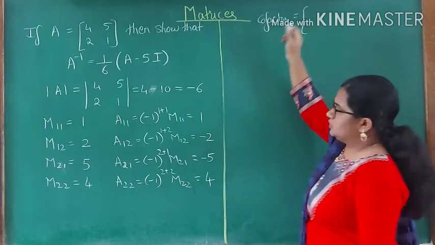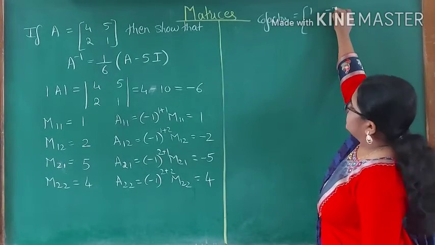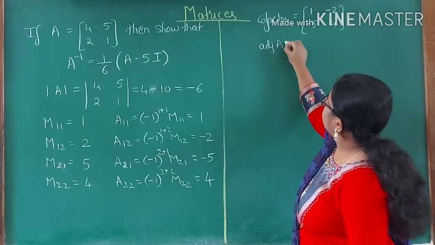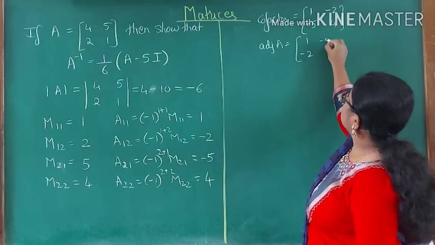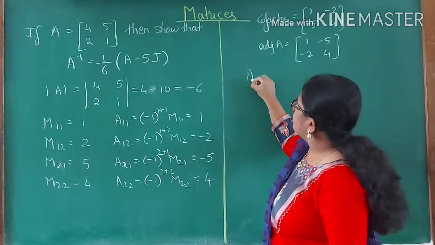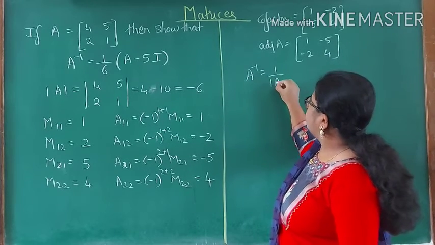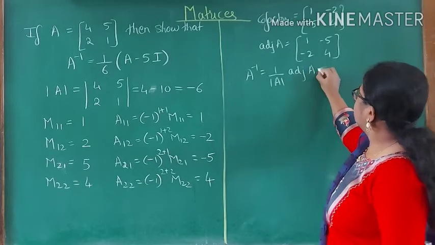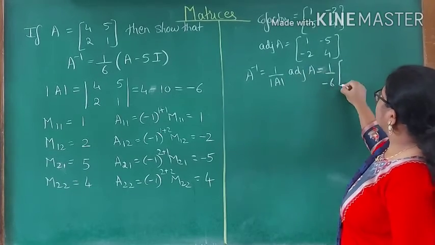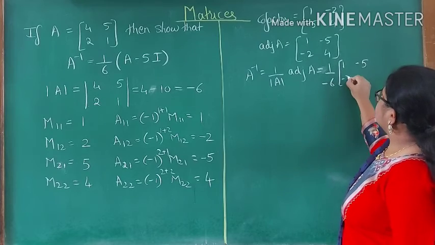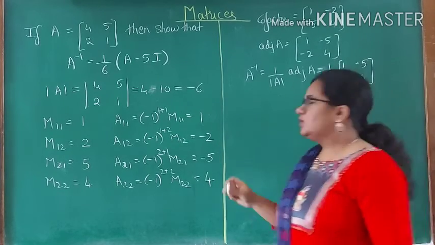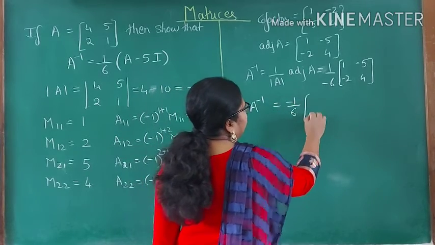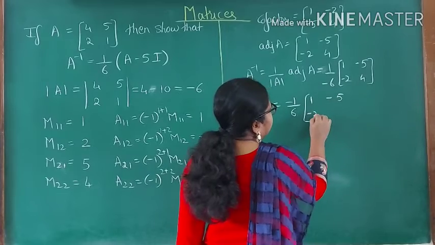It will be equal to, write the cofactors, 1 minus 2 minus 5 and 4. What will be adjoint of A? Interchange the rows and columns. 1 minus 2 minus 5, 4. So what is your A inverse is equal to 1 upon determinant of A into adjoint of A. So this is equal to 1 upon minus 6 into 1 minus 4 minus 2 and 4. So your A inverse is minus 1 upon 6 into 1, 5 minus 2, 4.